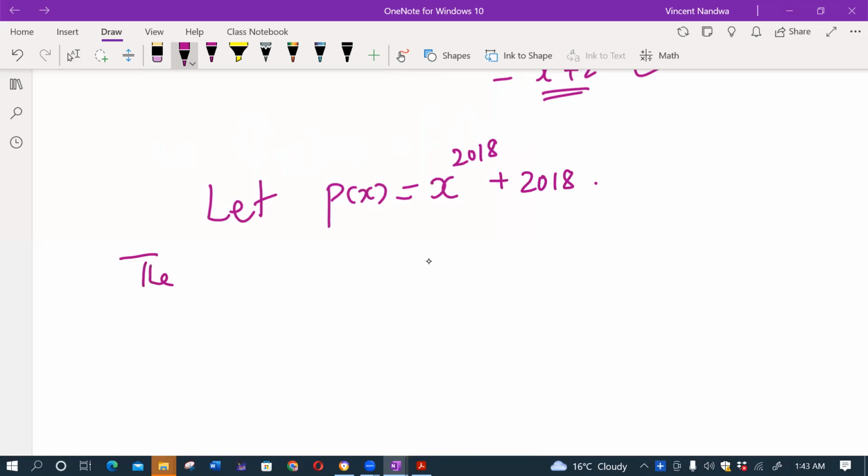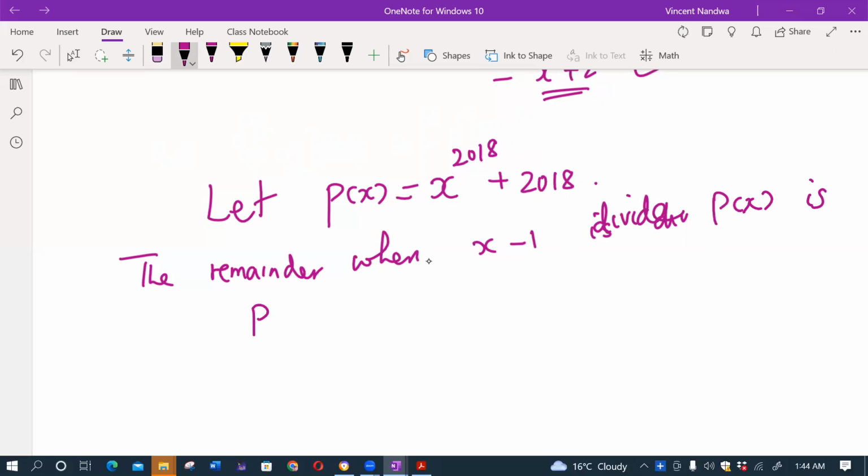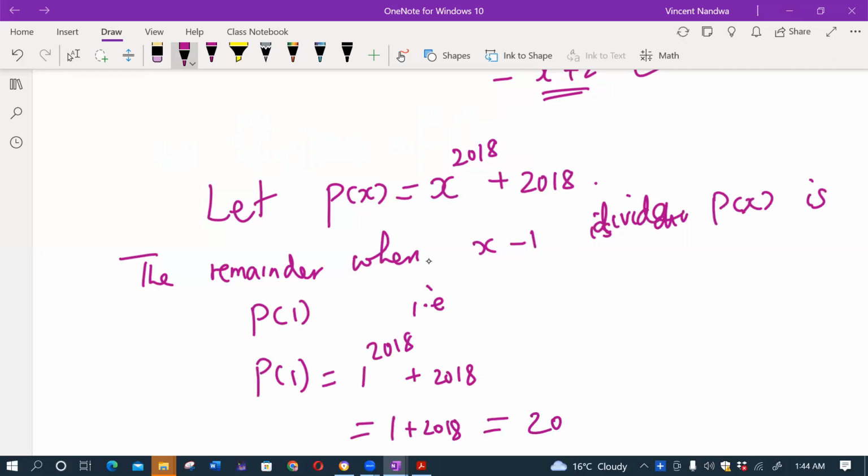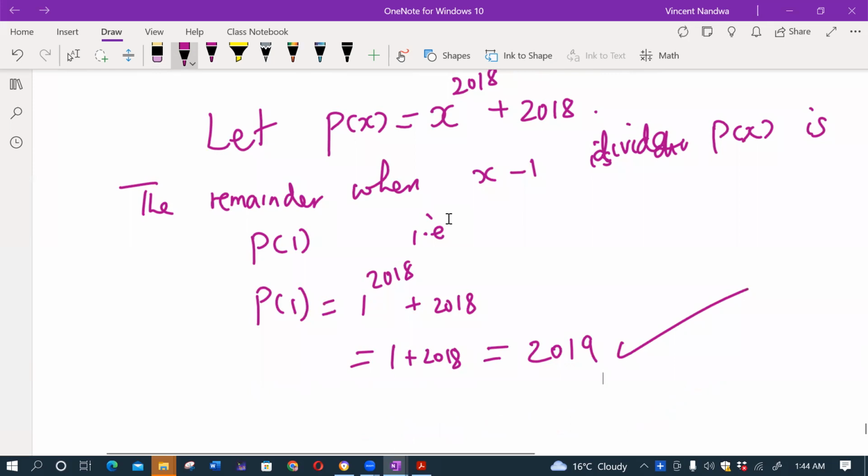So the remainder when p of x is divided by x minus 1 is p of 1, i.e. p of 1 equals 1 power 2018 plus 2018, which is 1 plus 2018, and this gives you 2019. So I guess using factor theorem.